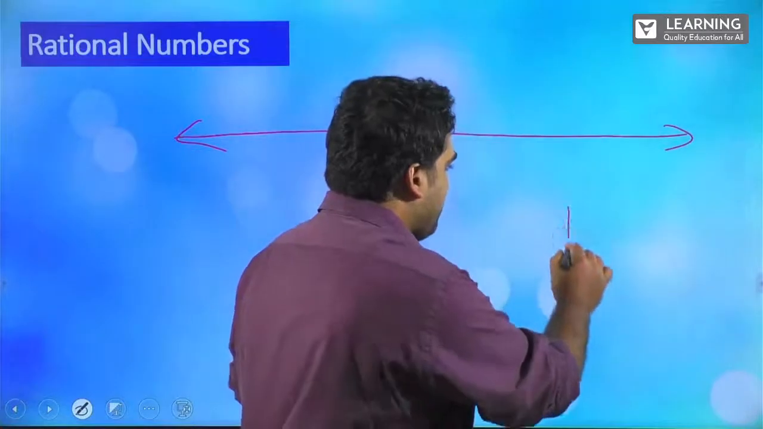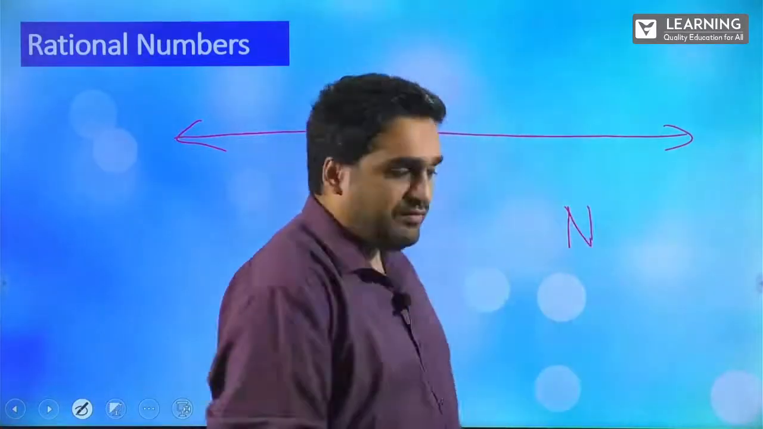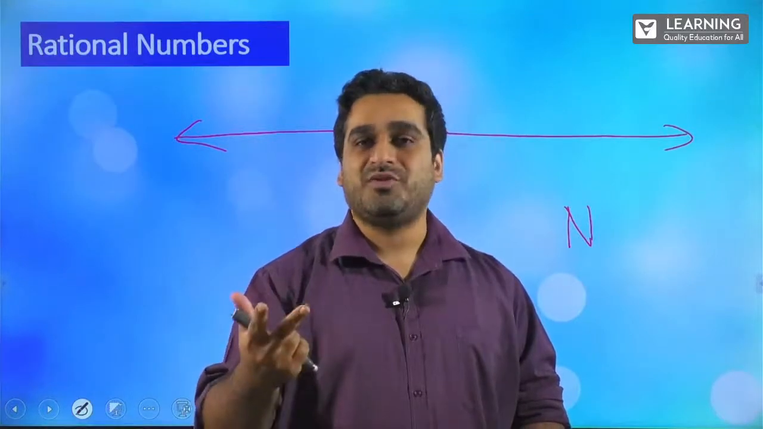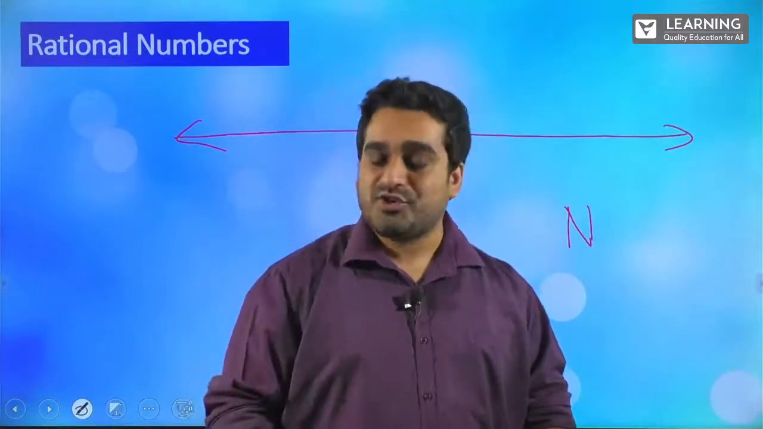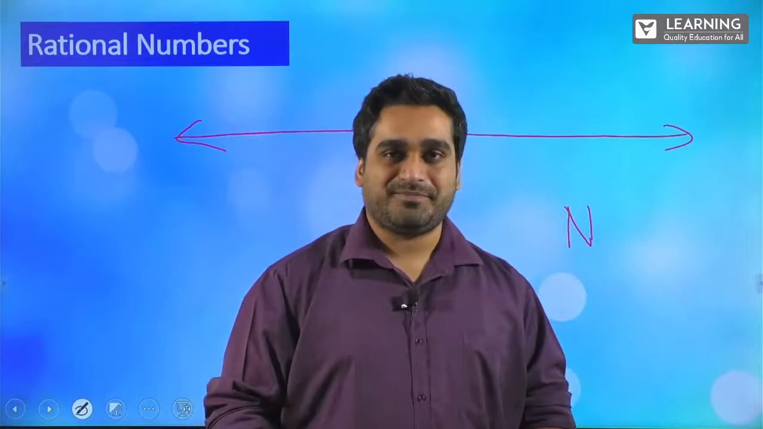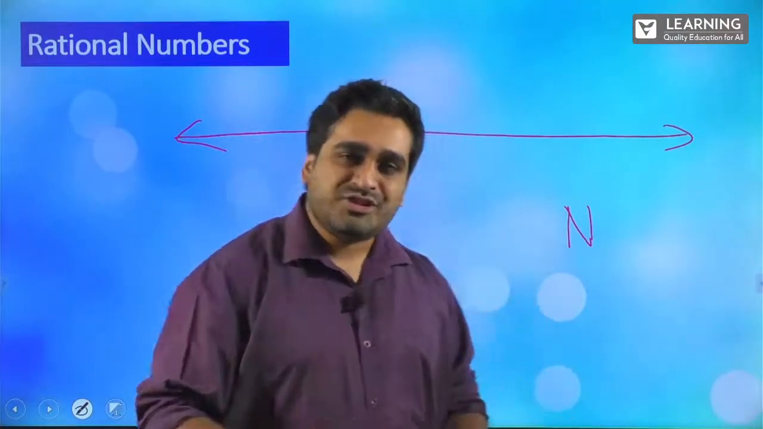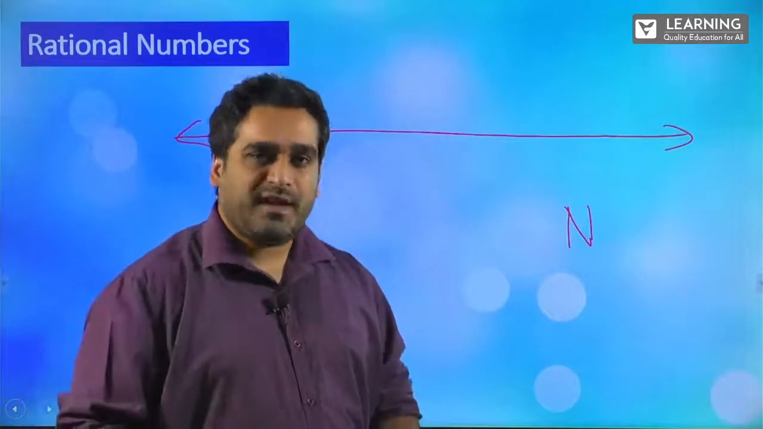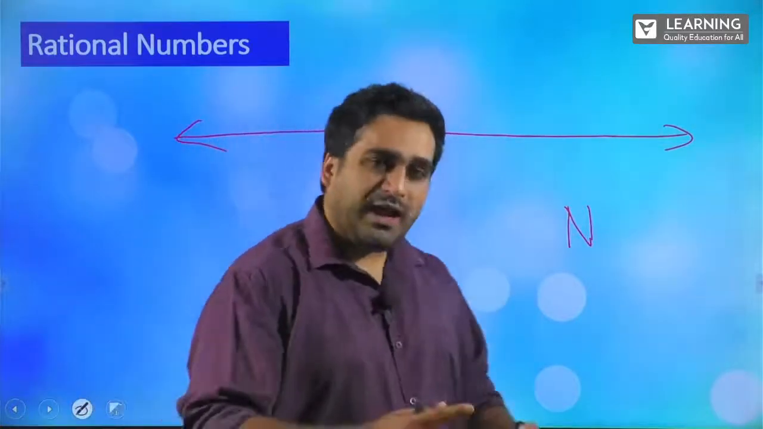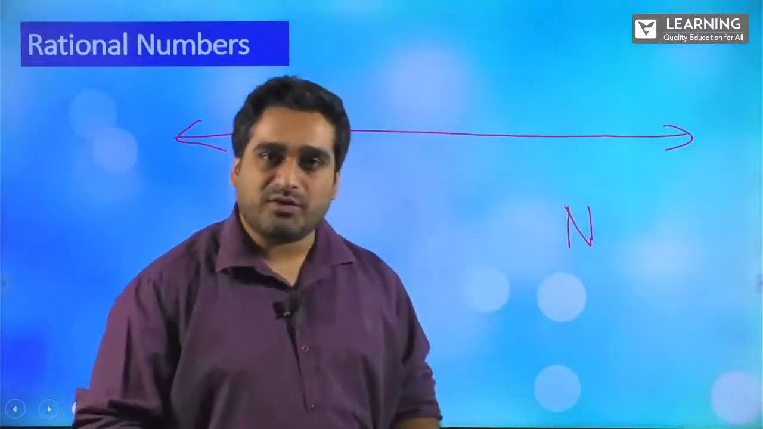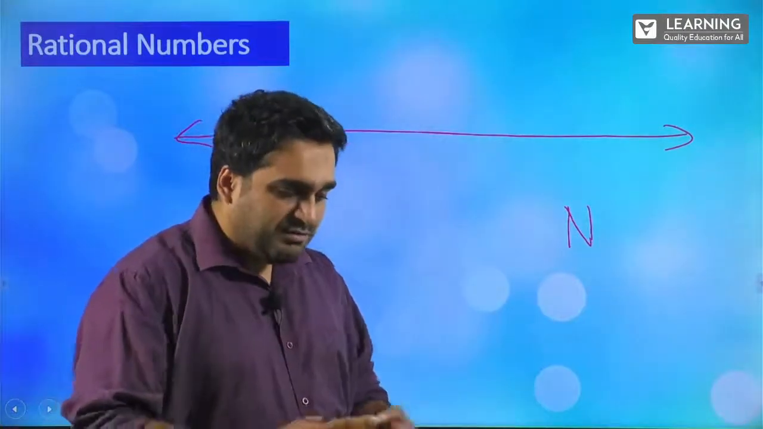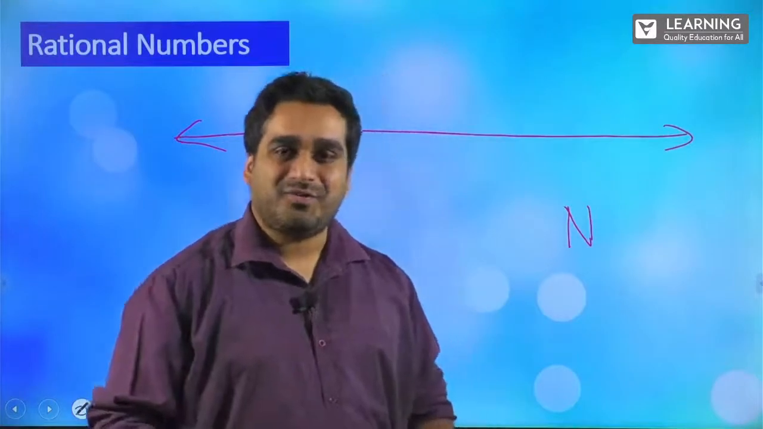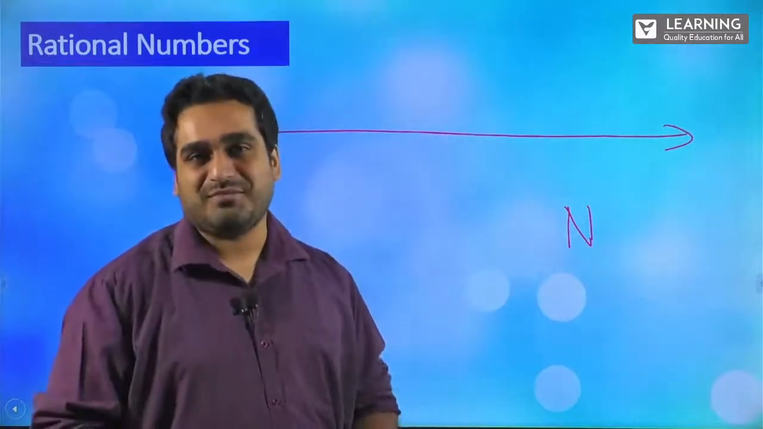Natural numbers are given by the capital letter N, which consist of the numbers 1, 2, 3, 4, 5, and so on and so forth. So you start counting from 1, 2, 3, 4, 5. Have you ever wondered why you start counting from 1? That's because the objects around you start with the set of all natural numbers.